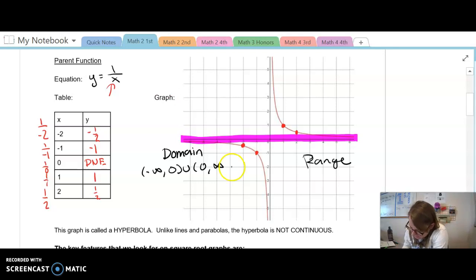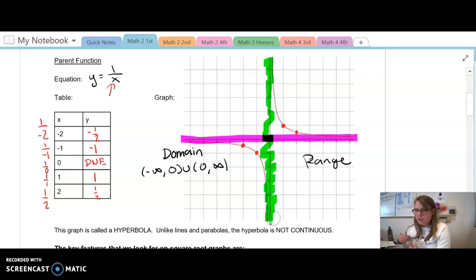Alright, and then with range, it's the same thing. But it's going to be the y value. So you notice that it's never going to touch the x-axis. So that means it's never going to touch 0. So that means we're going to have -infinity to 0, union, 0 to infinity. That's how we're going to be writing these. Alright? And I'll show you another way to write them at the very end, but let's keep going.